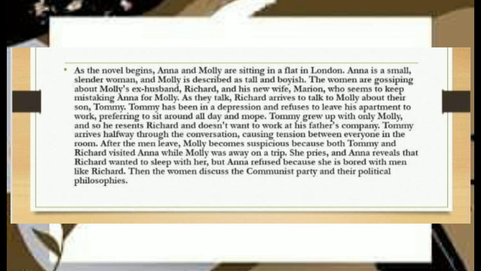After the men leave, Molly becomes suspicious because both Tommy and Richard visited Anna while Molly was away on a trip. She pries and Anna reveals that Richard wanted to sleep with her, but Anna refused because she is bored with men like Richard. Then the women discuss the Communist Party and their political philosophies.